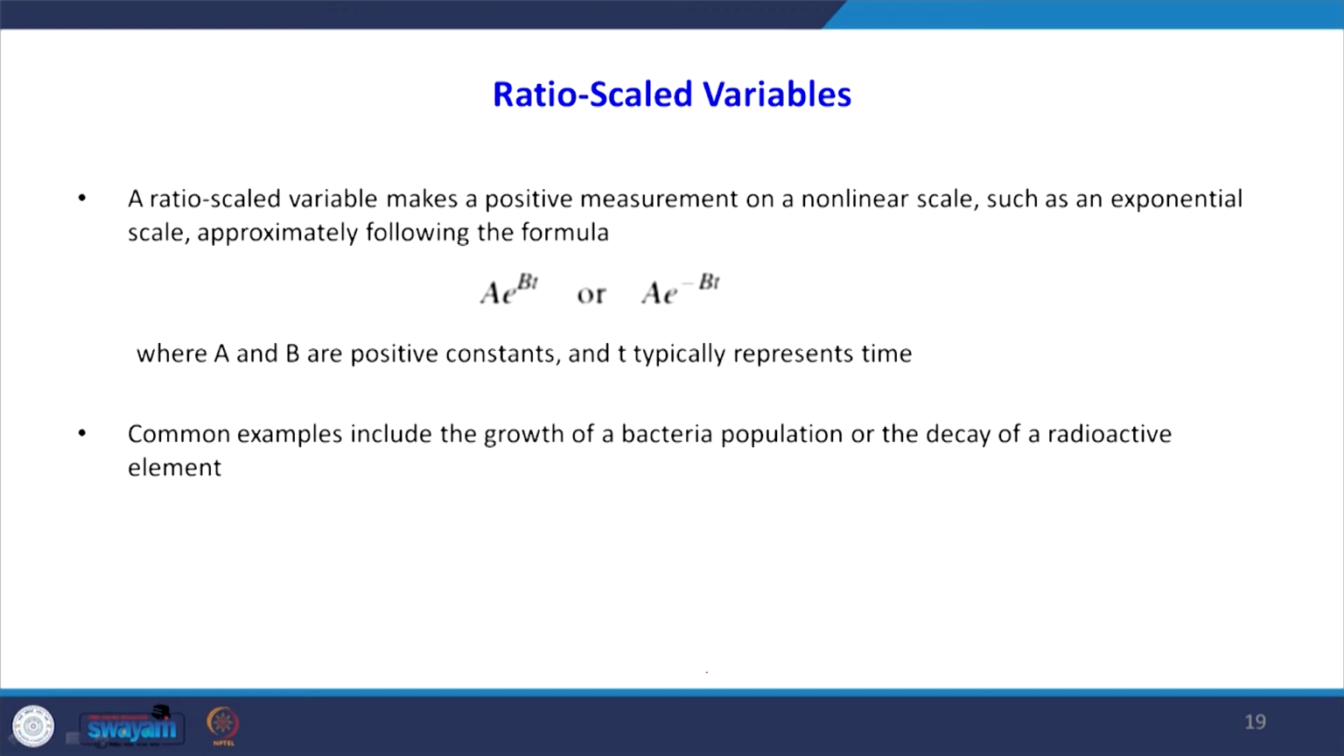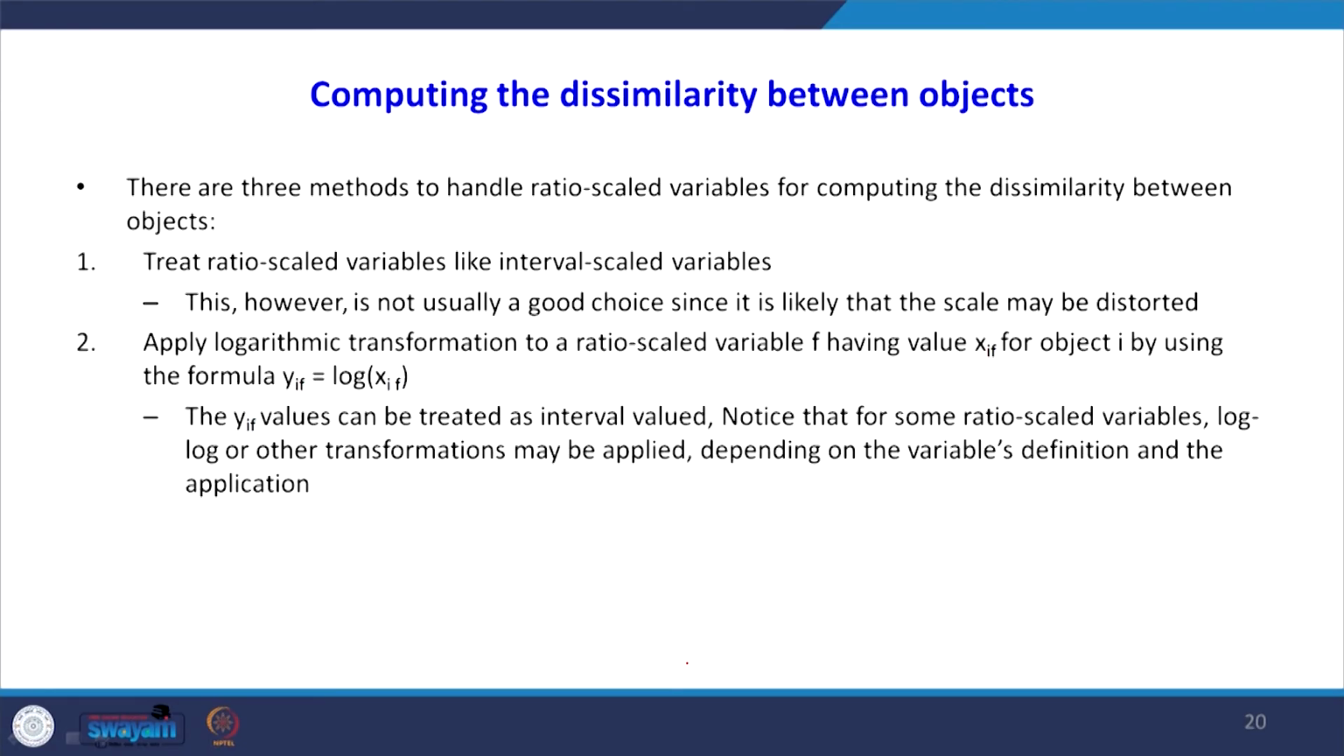Here the concept of ratio scale is that there is a meaning for absolute 0. When there is an absolute 0, you can do all kinds of arithmetic operations using ratio scaled data. Now, computing the dissimilarity between the objects. There are 3 methods to handle the ratio scaled variable for computing the dissimilarity between the objects. The first method is to treat ratio scaled variables like interval scaled variables. This, however, is not usually a good choice, since it is likely that the scale may be distorted.